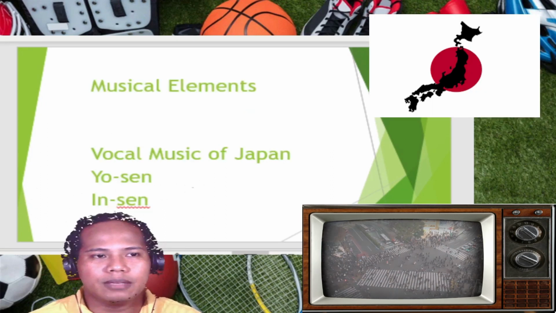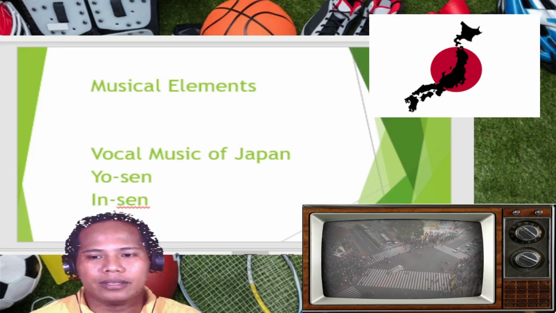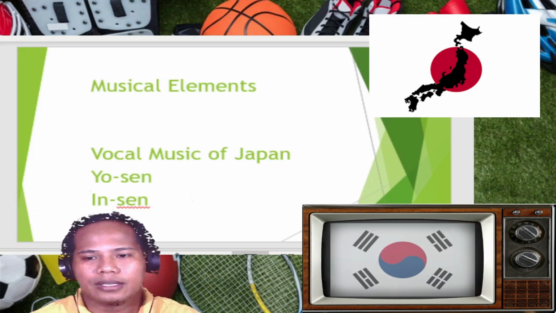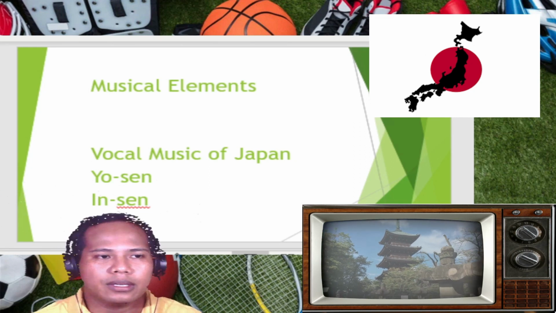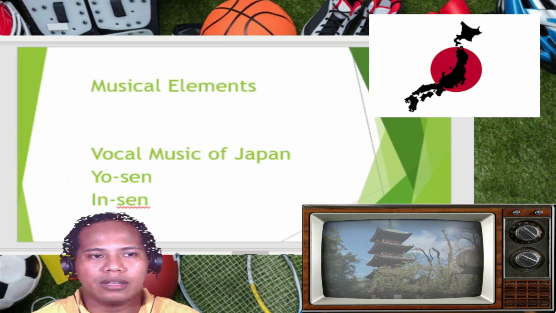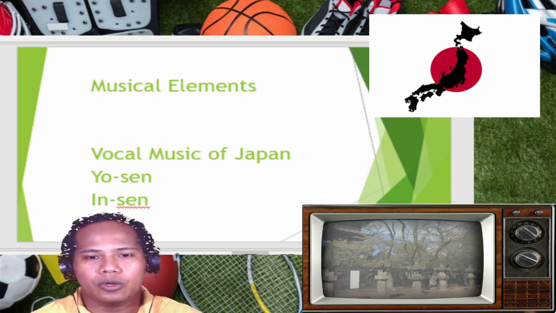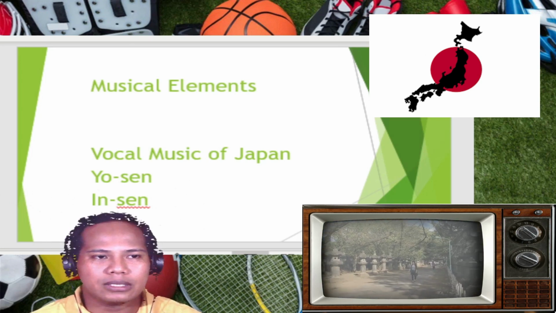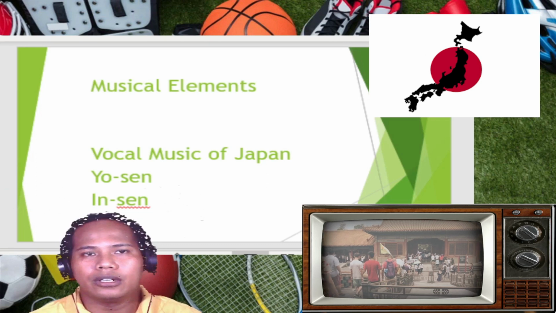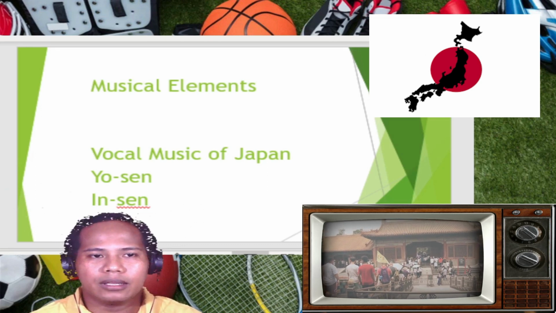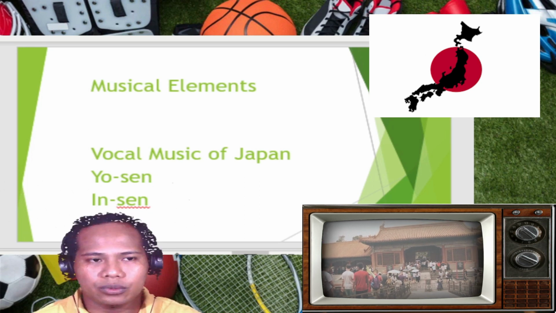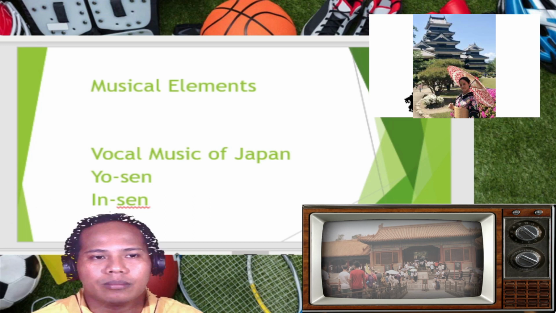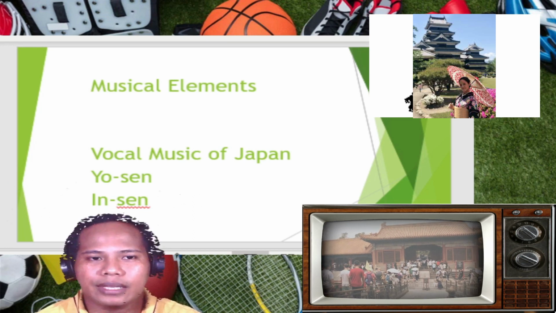Now, the musical elements of Japan, we have the vocal music of Japan. We have the yosen mode or the male scale, and we also have the insen mode, the female scale. The melody of Japanese music commonly shifts on both modes, and they often give emphasis on the second or fourth tone of the mode. Both scales are pentatonic.